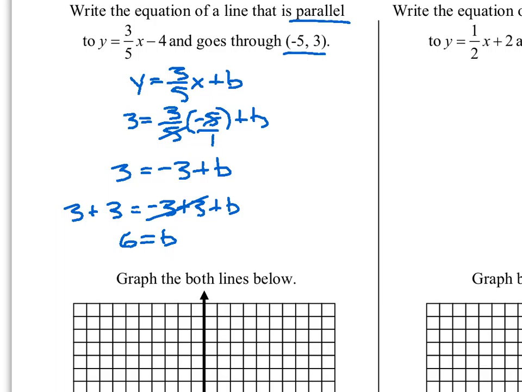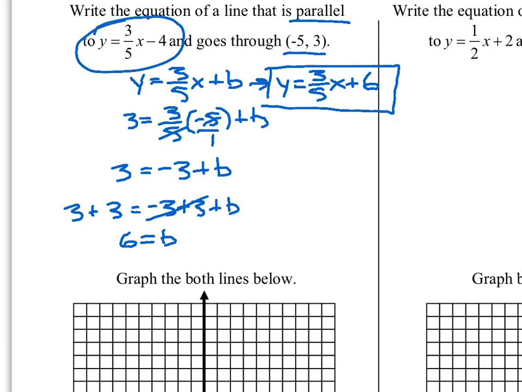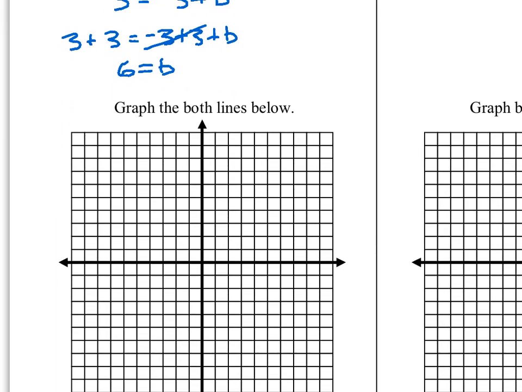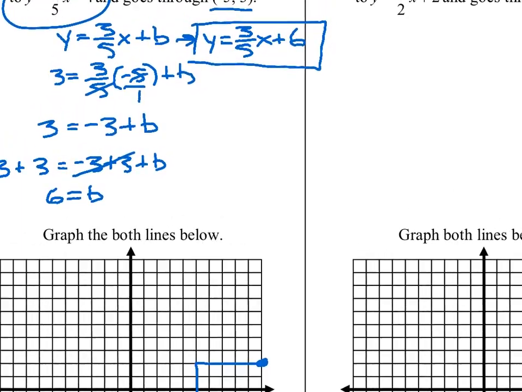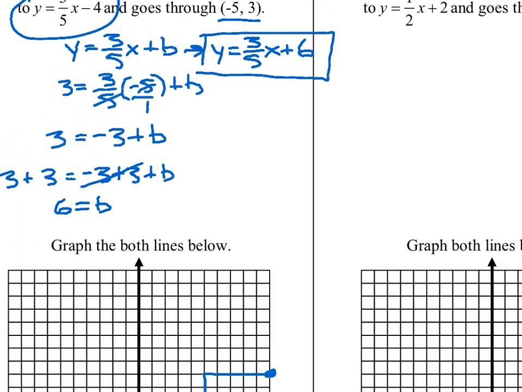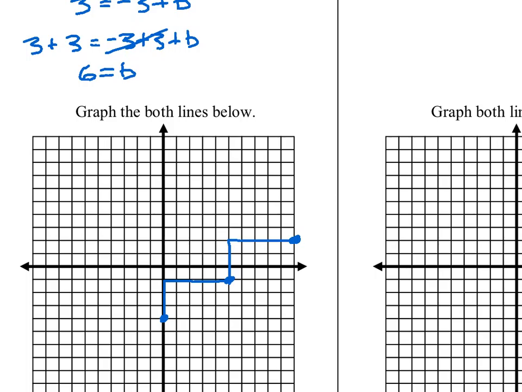So my equation, and this is our whole point here, is y equals 3/5 x plus 6. And I want you to graph both lines below. So we're going to graph the original line, which has a y-intercept of -4, a slope of rise 3, run 5. Rise 3, run 5. And this one has a y-intercept of 6.